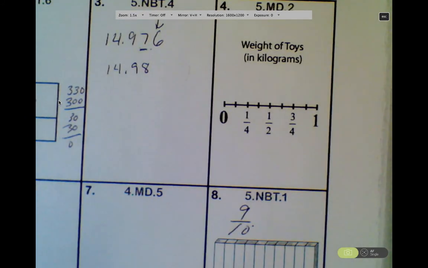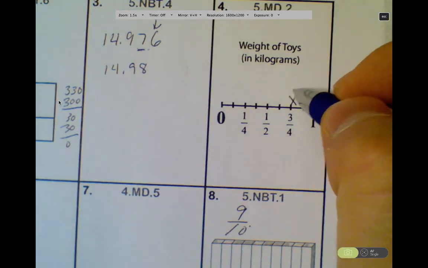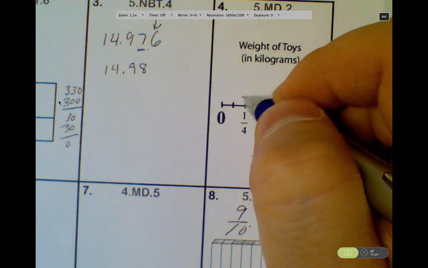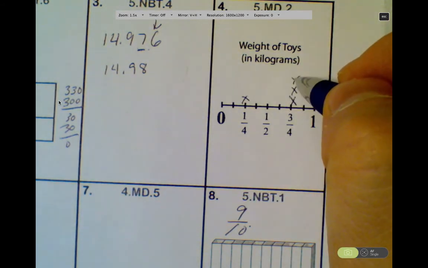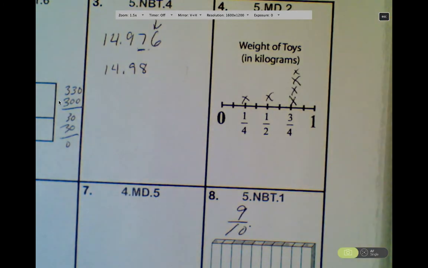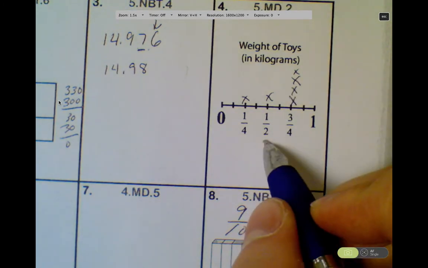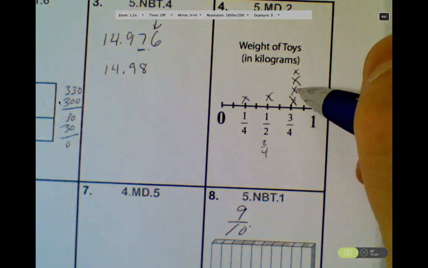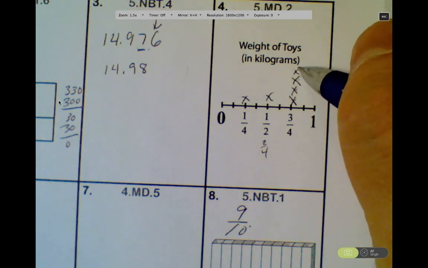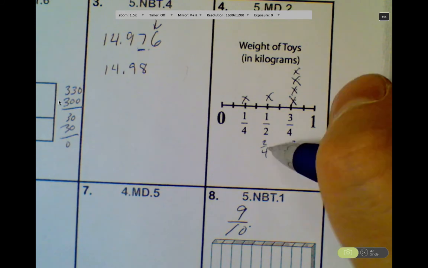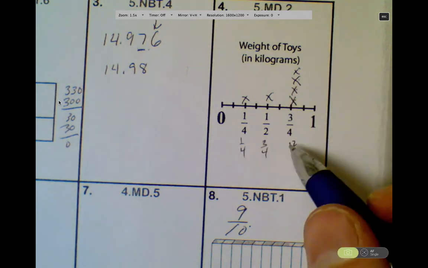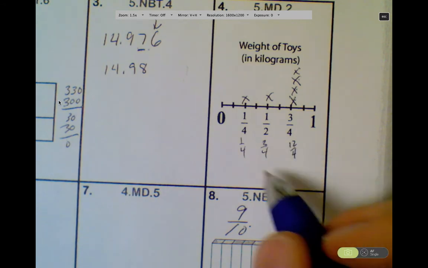Number 4, use the data of the chart to complete a line plot for the weight of the toys in the vending machine. What was the total weight of all the toys? So my first one was 3/4, 3/4, 1/4, 3/4, 1/2, and 3/4. And then it says find the total weight. So I'm going to count how many fourths I have. This 1/2 right here can also be 2/4. So I got 3, 6, 9, 12. I got 12/4 here, 2/4 here, and 1/4 there. So that's a total of 12, and 2 is 14. That's a total of 15/4.